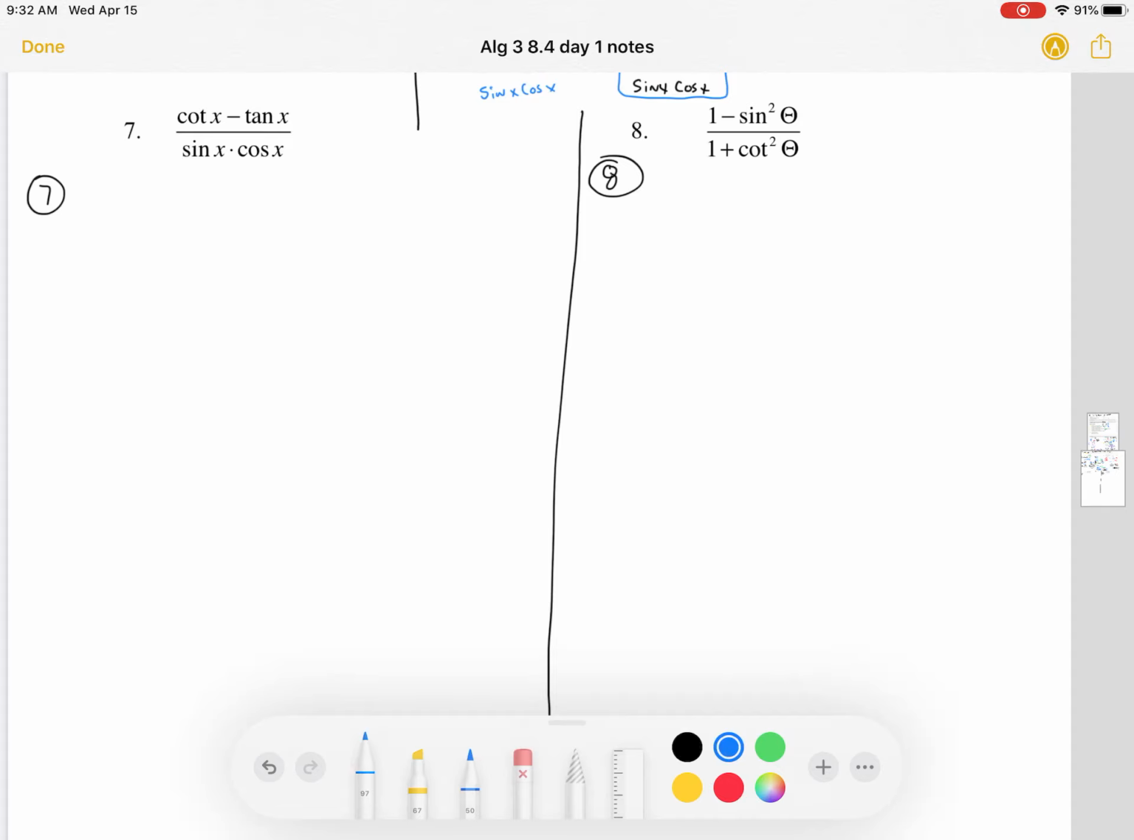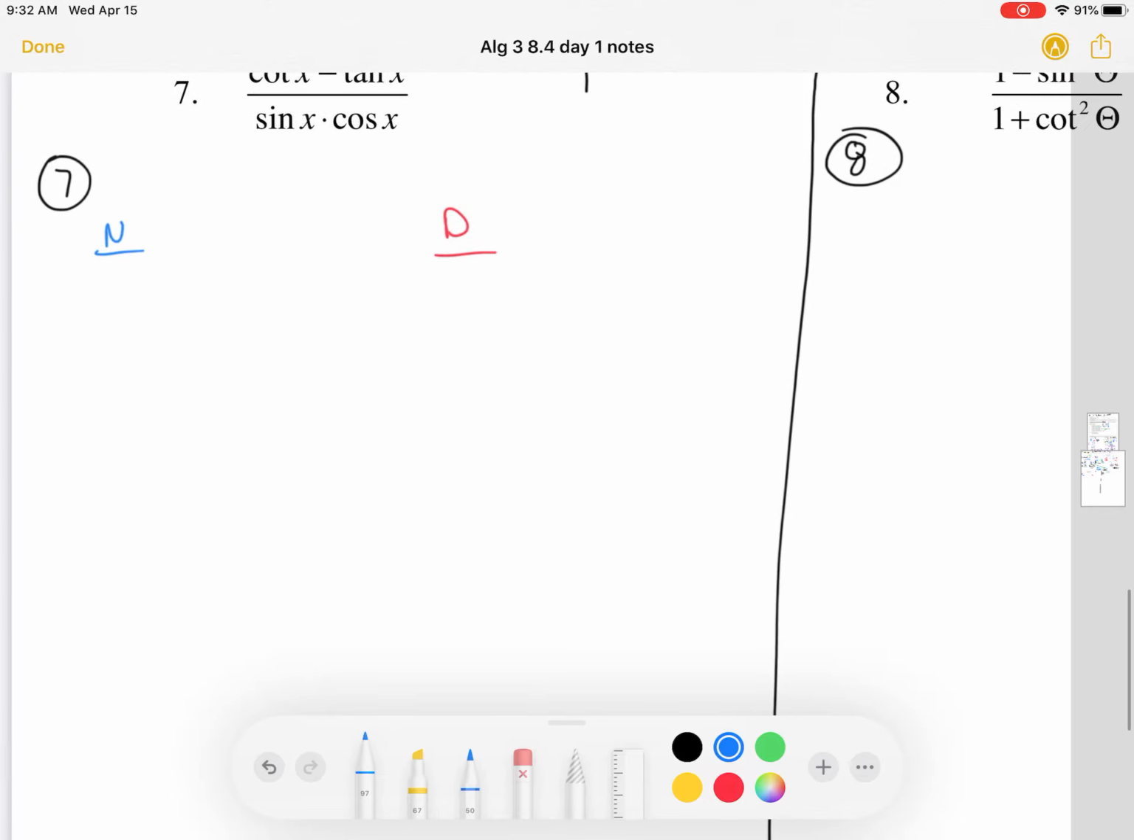Okay. So again, I have a fraction divided by a fraction. I'm going to divide this beast into a numerator and a denominator. My numerator is cotangent minus tangent. I'm going to move this over just a little bit so I have more room. Numerator: again, you want to first change everything to sine and cosine.